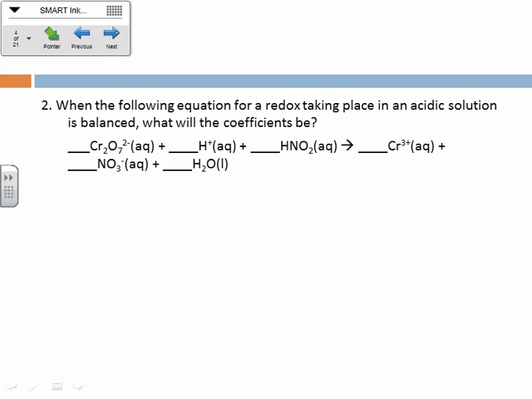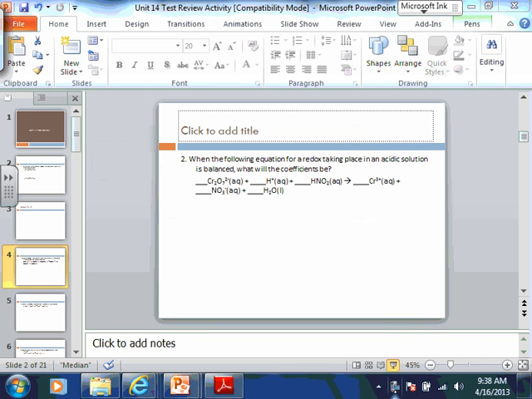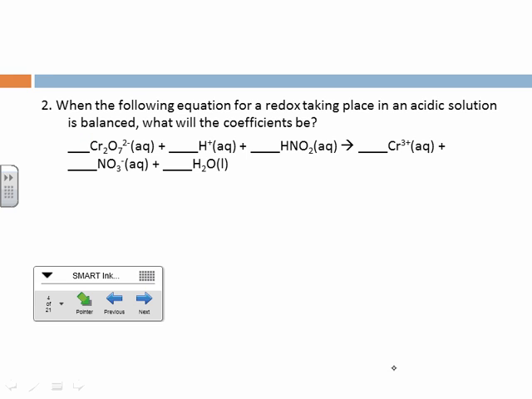Okay, next, when the following equation for redox is balanced and it's saying that it's taking place in an acidic solution, what will the coefficients be? Okay, I'll give you a couple minutes on this one. Okay, let's go ahead and talk about that one.